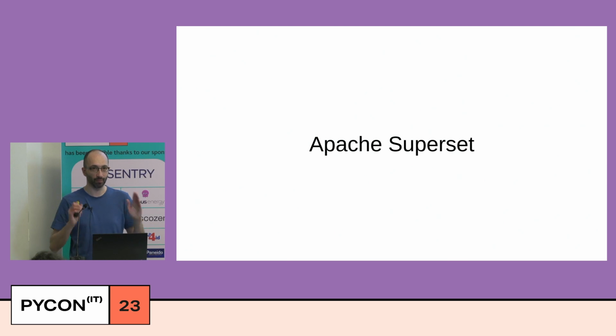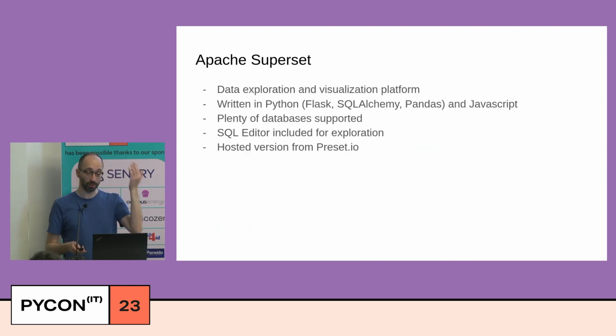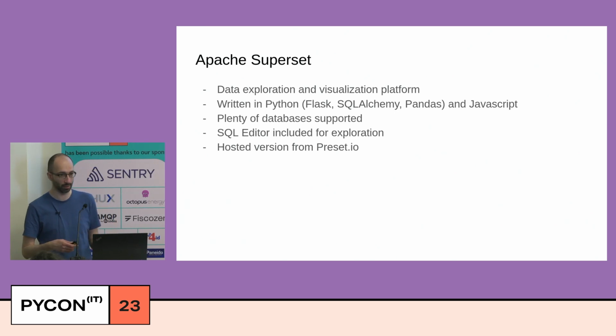So this was our data lake, and at the end of our data pipeline, we have Apache Superset. Apache Superset is a data exploration and visualization platform. It's written in Python using the Flask framework. Data is accessed via SQLAlchemy and loaded into pandas data frames. And the charts are rendered in JavaScript. It can connect to plenty of databases. At the time of writing these slides, there were around 40 supported databases. And as long as you have a working SQLAlchemy dialect, you can use it as a data source.